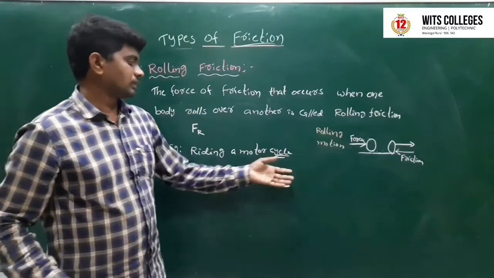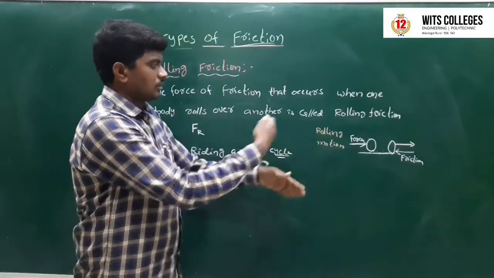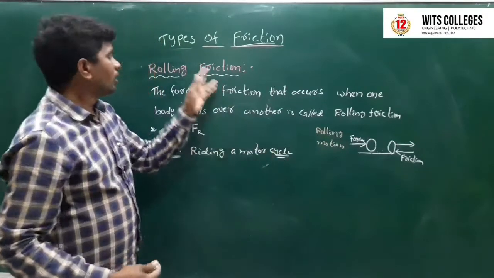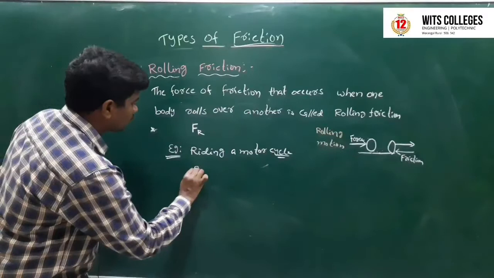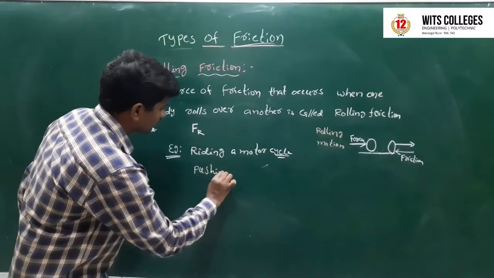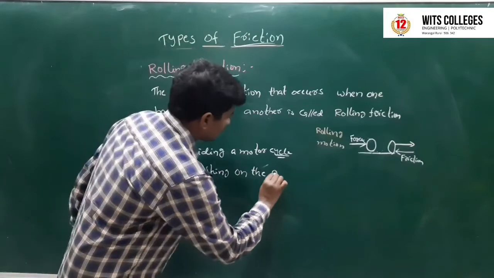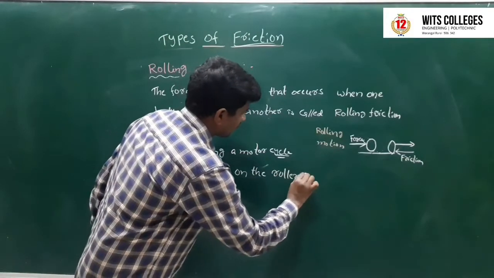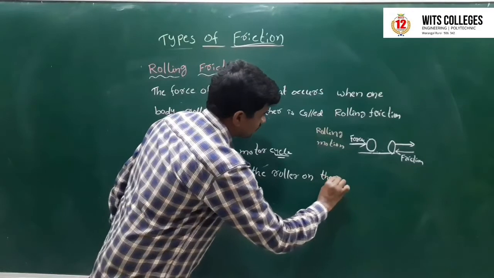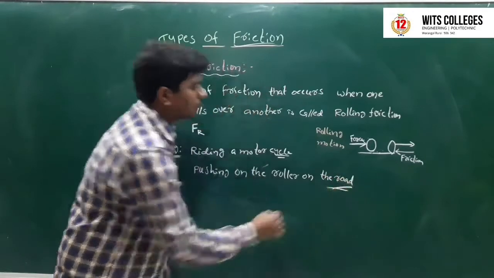Riding a motorcycle, for example: the motorcycle wheels move in a circular path. It's called rolling friction. Another example is pushing a roller on the road, an example of a road roller.